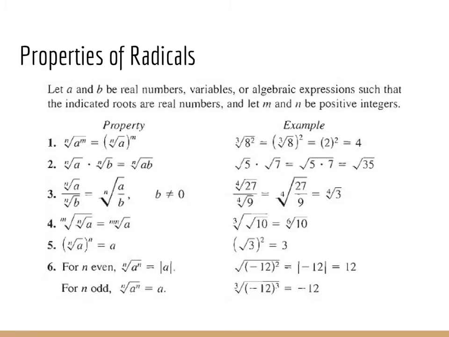However, if n is odd, so we have the nth root of a to the n equals a, we can simply take that root as what it is. So the cubed root of negative 12 cubed is negative 12. When n is odd, we don't need to worry about taking an absolute value.